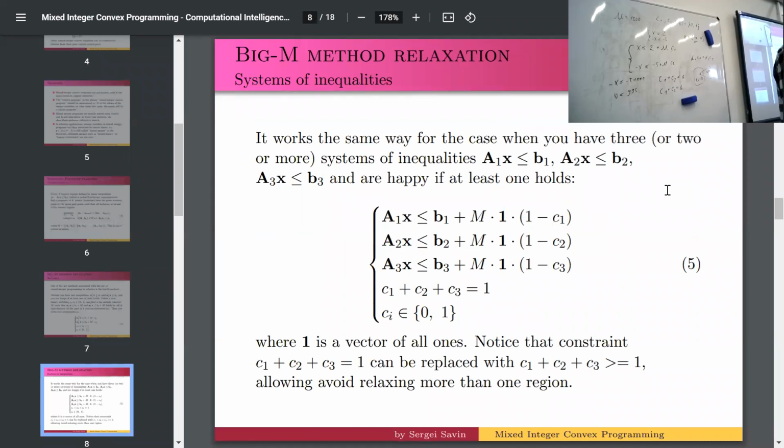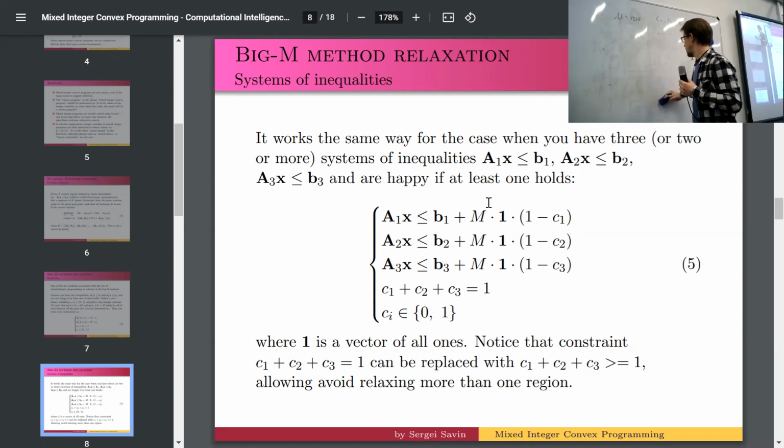So again, this is the heart of the story. Let's apply it. Let's say we have three systems of inequalities: A1, A2, A3, as on the slides. It's our three polytopes, and we are happy if at least one of them holds. We do it exactly the same way, except M is supposed to be like a vector times 1. Here it was for the scalar case. Now we have a vector case.